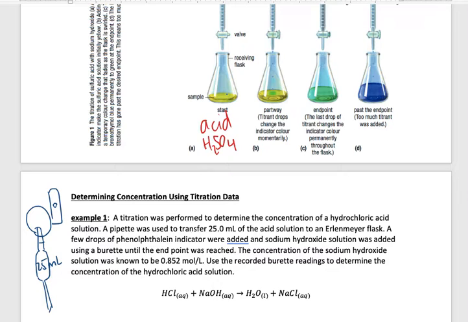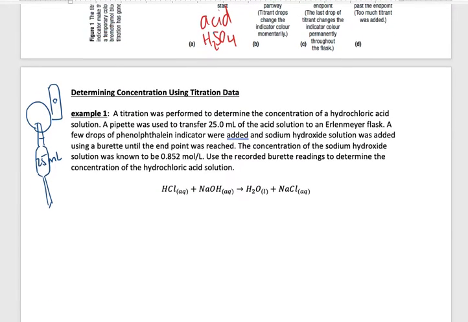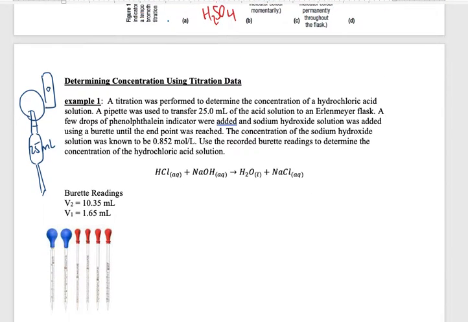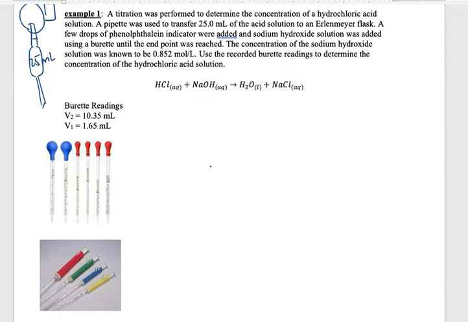A few drops of phenolphthalein have been added, and sodium hydroxide is placed in the burette. The endpoint was reached. The sodium hydroxide, that's the base, was there. You're going to use the burette readings to find the concentration of the hydrochloric acid. I just grabbed some actual pictures here. Before we start this question, sorry, I didn't have the burette readings here. So there they are now.